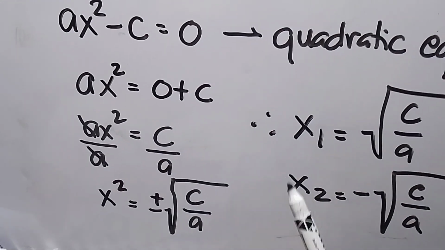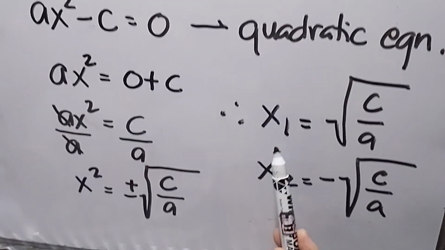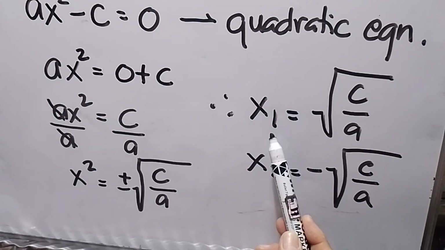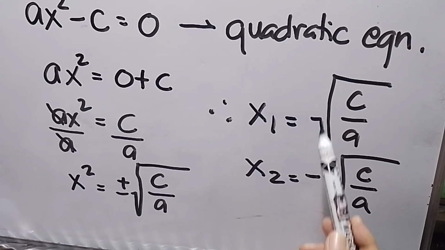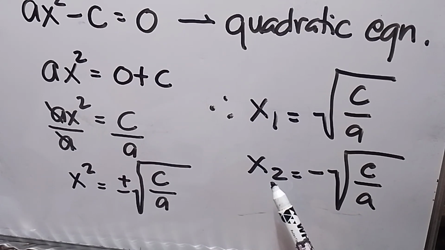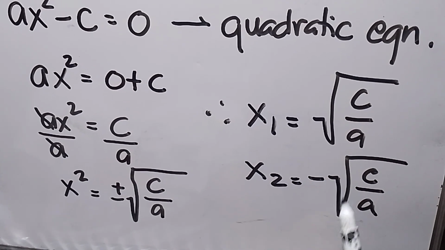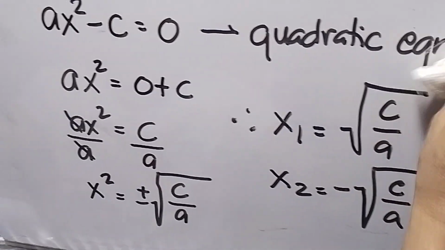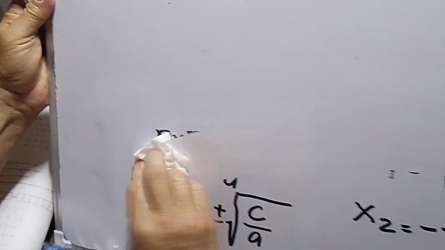So therefore I have two roots for this kind of quadratic equation. So x sub 1 is equal to the positive square root of c over a, and then the second root is equal to the negative square root of c over a. Now let's go to an application for this.